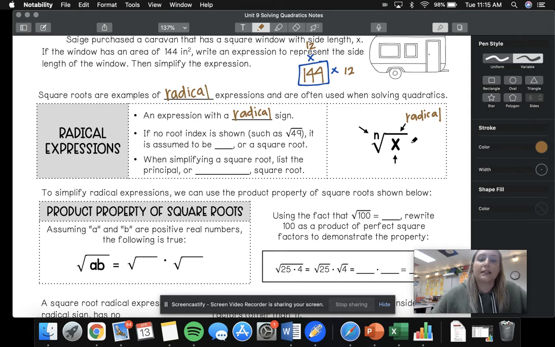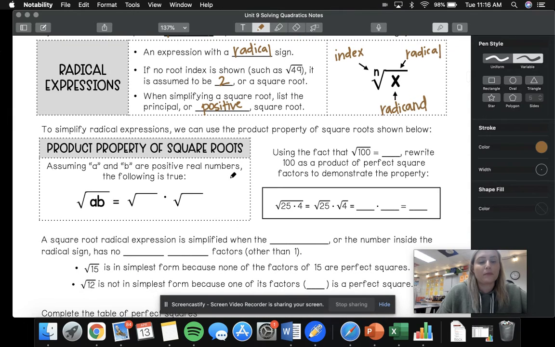If no root index is shown, such as the symbol with 49, it is assumed to be an index of 2, or a square root. This is called our index, and it tells us what root we're taking, whether it be a cube root or a square root, and when you get older, you'll do more difficult roots. The thing under here we call our radicand. So what are we taking the root of? When simplifying a square root, list the principal, or just the positive, square roots right now.